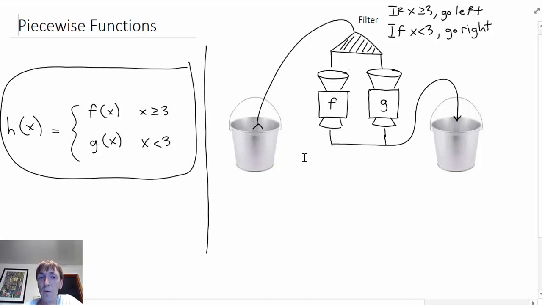So I can draw a diagram for this. Imagine taking your input and plugging it into something I'll call a filter, which is basically just looking and saying, is x greater than or equal to 3 or is it less than 3? And if it's greater than or equal to 3, then the filter is going to send that to the left into the f function. And if it's less than 3, then it's going to send it into the g function instead. But whatever the output is, whether it's coming from the f or from the g, that's going to be our final output. So we don't do anything to the output. We don't add it or subtract it or anything like that. Okay, so we're not going to do a practice problem with piecewise functions, but we are going to see these show up in class.